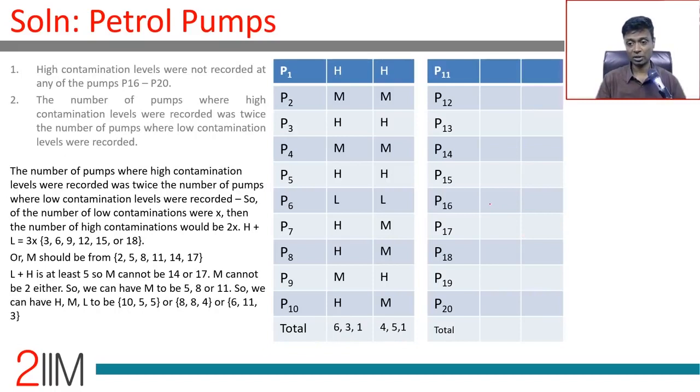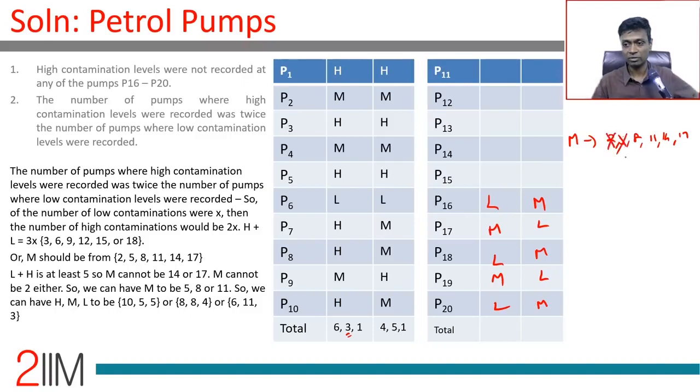I know these last two, we know there's no H here, so it could be LM, LML or ML, MLM. So we could have either 2 mediums and 3 lows or 3 mediums and 2 lows. And wonderful. We already know that M should be from the set of 2, 5, 8, 11, 14, 17. We already have 3 mediums. We'll definitely have at least 2 here. It adds up to 5 minimum. So 2 and 5 we can rule out because there'll have to be M here for sure.